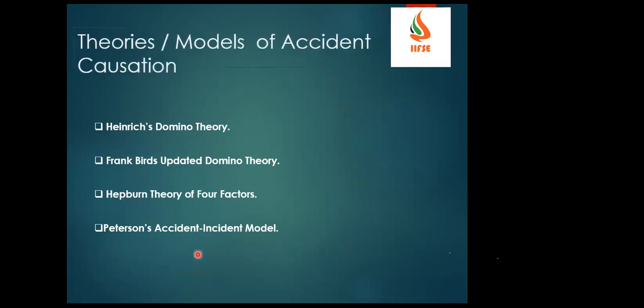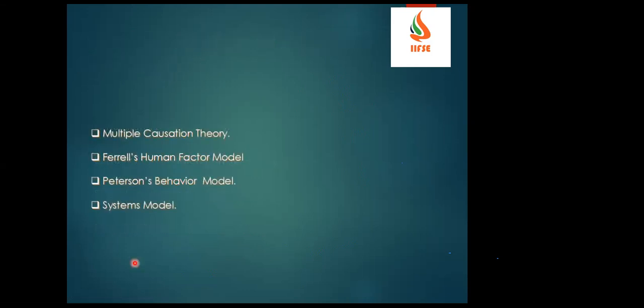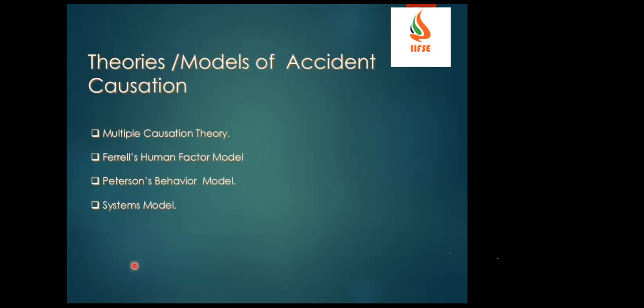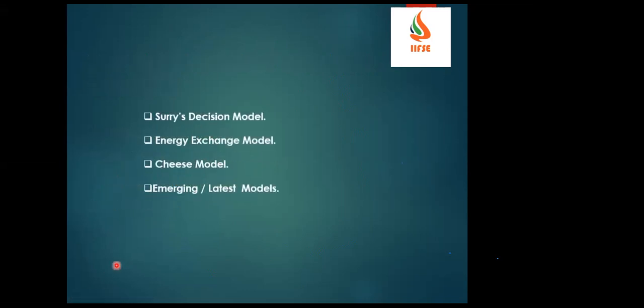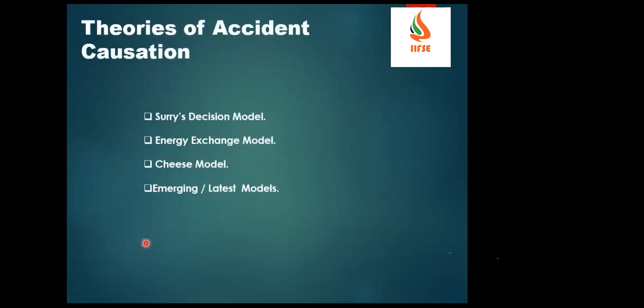These are different theories like Heinrich's domino theory, Frank Bird's updated domino theory, Hepburn's theory of 4 factors, Peterson's accident model, and multiple causation theory, and Farrell's human factor model, Peterson's behavioral model, and systems model. Then Surry's decision model, energy exchange model, Swiss cheese model, and emerging latest models. These are the various theories of accident causation.